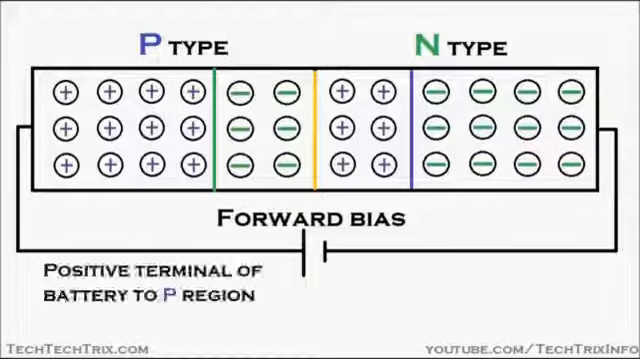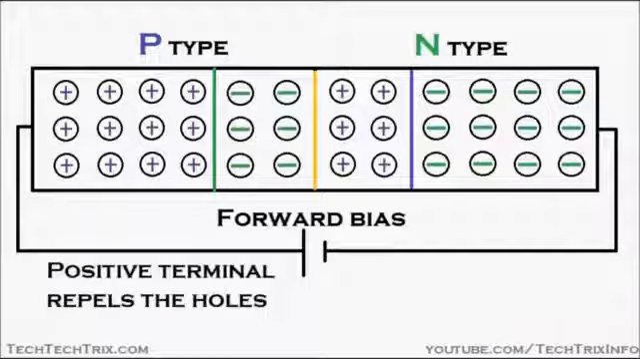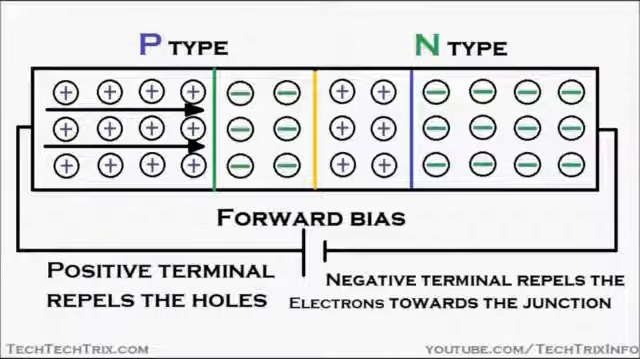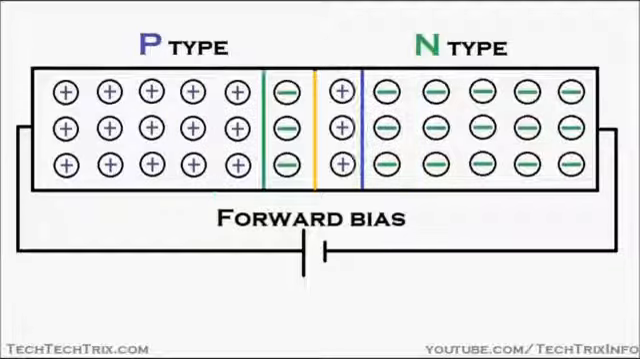In forward biasing, the positive terminal of the battery is connected to the p region of the PN junction, and the negative terminal of the battery is connected to the n region of this PN junction semiconductor. You can see the positive terminal repels the holes in the p region, and the negative terminal repels the electrons towards the junction in the n region. So a pressure is acting towards the junction, and this results in the junction shrinking. You can see the junction is shrinking there.